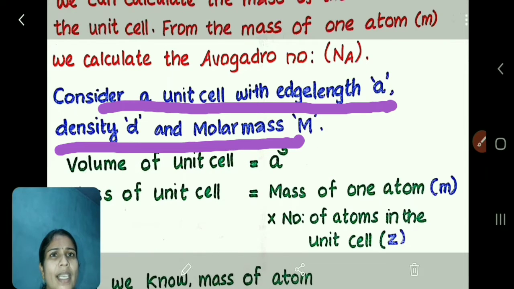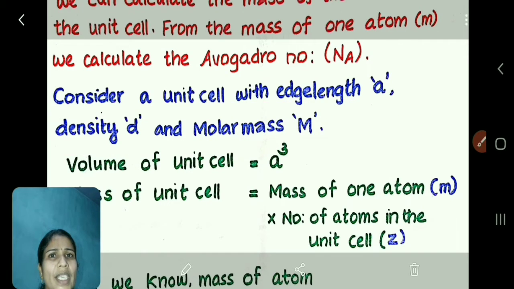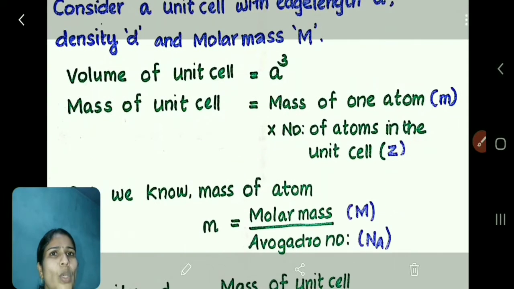Consider a unit cell with edge length A and density D. The molar mass of the crystal is taken as capital letter M. Now here we calculate the density of the crystal or density of the unit cell. The volume of the unit cell is A cube, because here the unit cell is a cube with edge length small letter A.